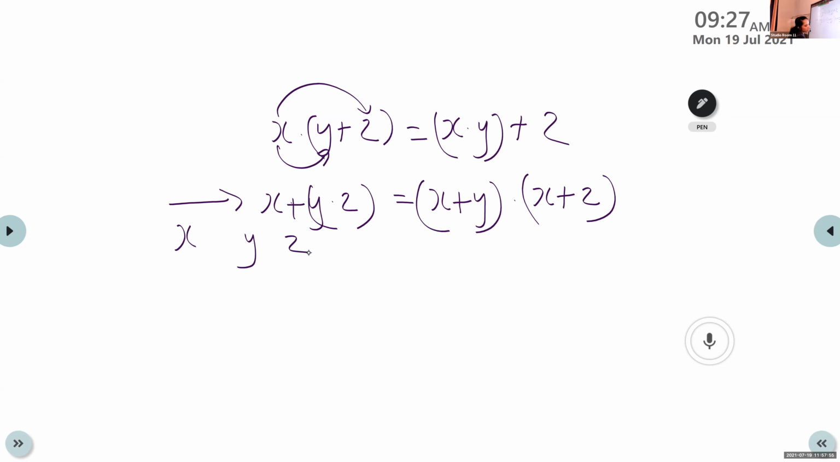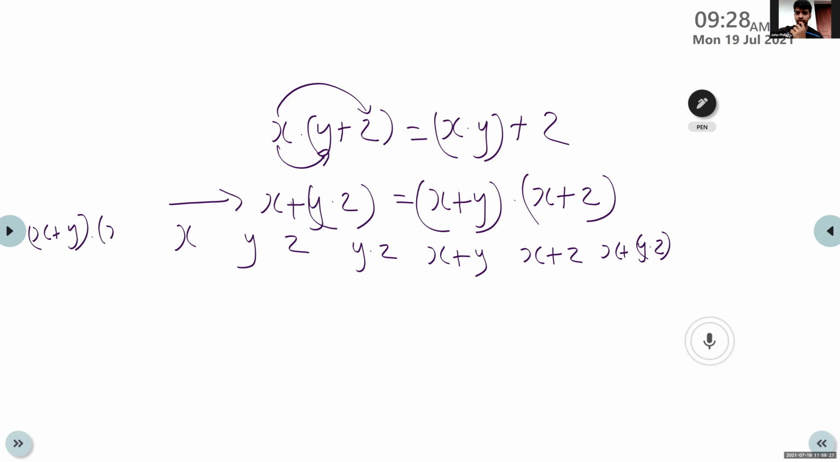Then what about the next column, John? Y into Z. Then the next column is X plus Y. Then the next column, X plus Z. Then next column, X plus Y into Z. Then the last column is X plus Y into X plus Z. Correct.